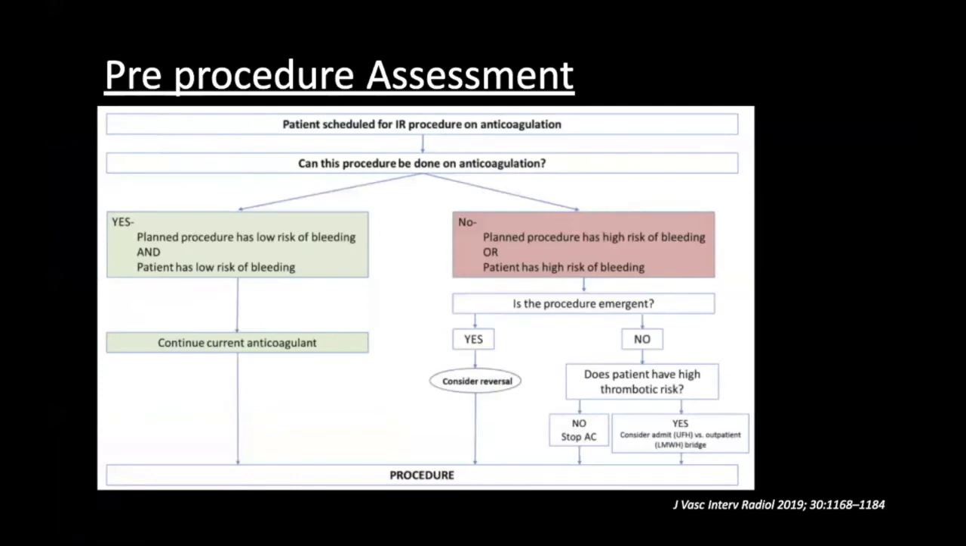So there was this algorithm that was put in this consensus guideline that shows how you have to approach a patient before you do a procedure. So this is a patient who is scheduled for an IR procedure and they are on anticoagulation. So the first question to ask yourself will be, can this patient be done on anticoagulation? For some patients, you have to consider that the patients are on anticoagulation, the procedure you're going to do, and if the planned procedure has a low bleeding risk and the patient has a low risk of bleeding, then you can go ahead and probably don't alter your anticoagulation medication.